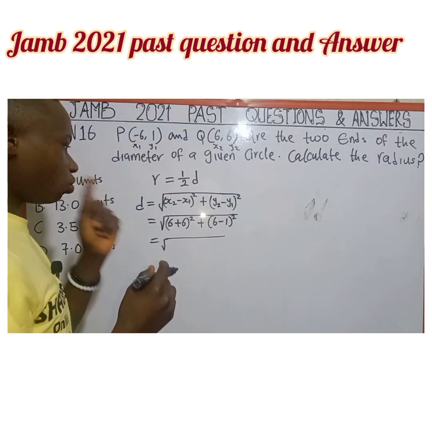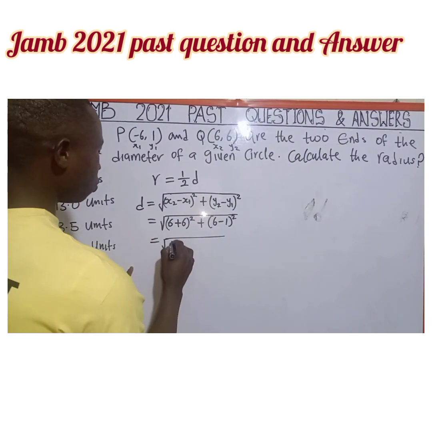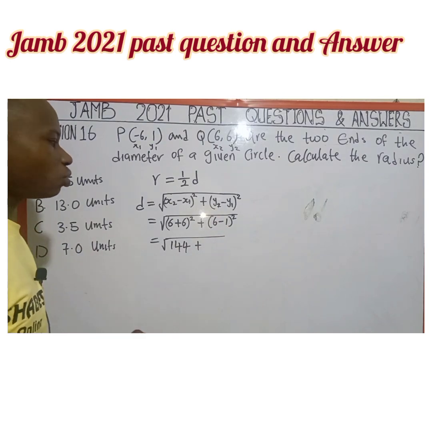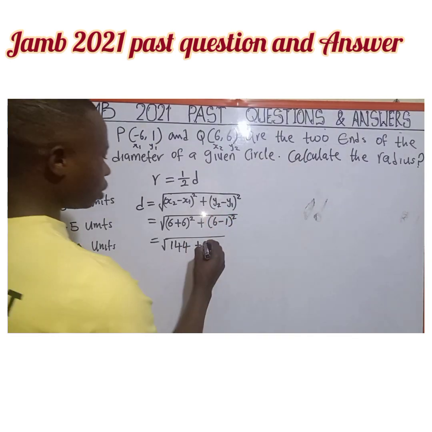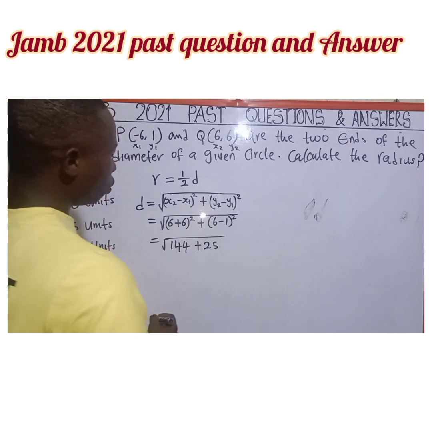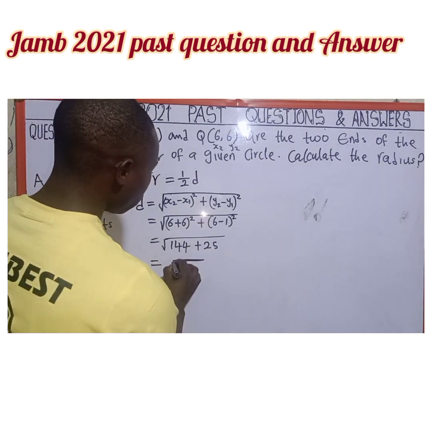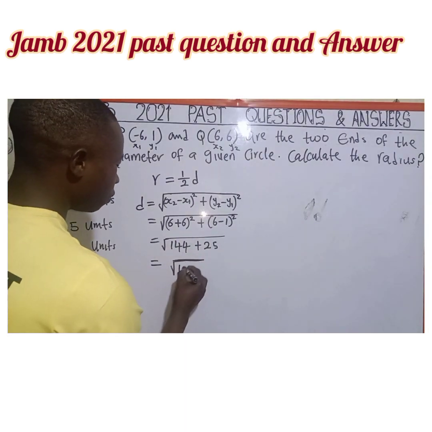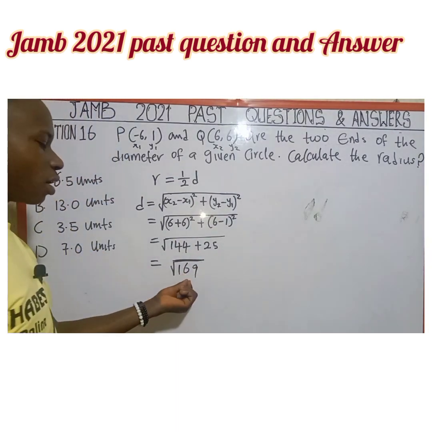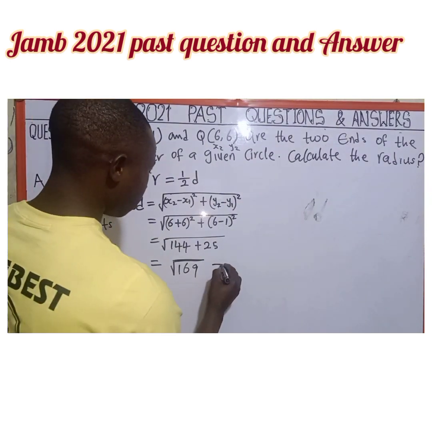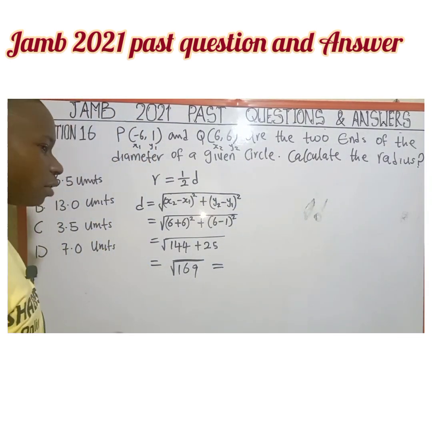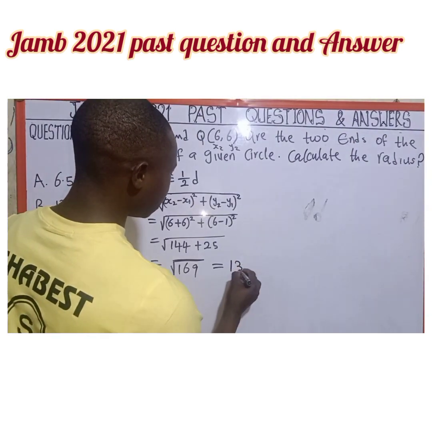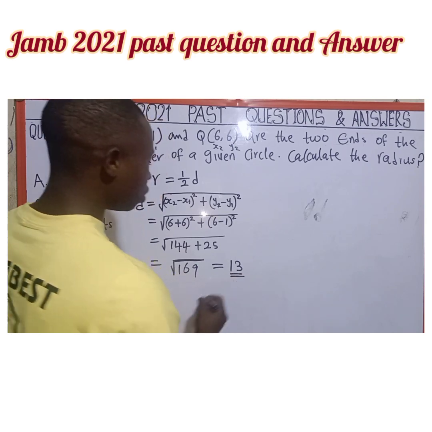So let us go further to simplify this. 6 plus 6 is going to give me 12. Then 12 square is going to give me 144. Then plus 6 minus 1 is going to give me 5. Then 5 square will be 25. So 144 plus 25 is going to give me 169. And if you take the square root of 169, remember calculator is allowed in JAMB, it's on the desktop, okay? So square root of 169 is going to give me 13. So my diameter is 13.